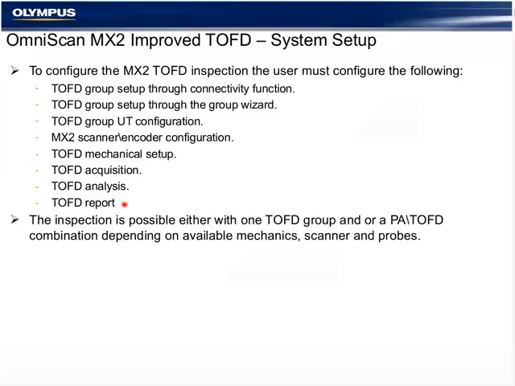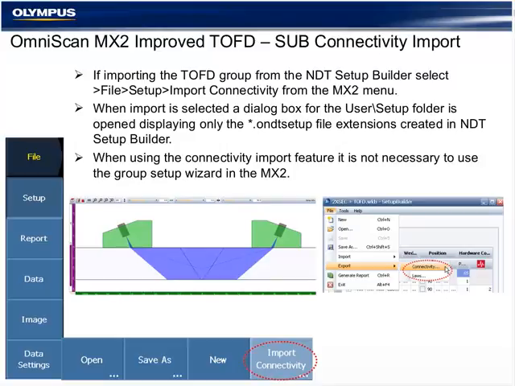The inspection is possible either with one TOFD group and/or a phased array TOFD combination, depending on the available mechanics, scanners, and probes. And we'll talk a little bit about multi-group as well. So the NDT Setup Builder software is our beam plotter that has direct connectivity into the MX2. With one group, it's probably not faster to do that on a computer and import it, but once we start doing multiple group inspections, it becomes much faster and easier.